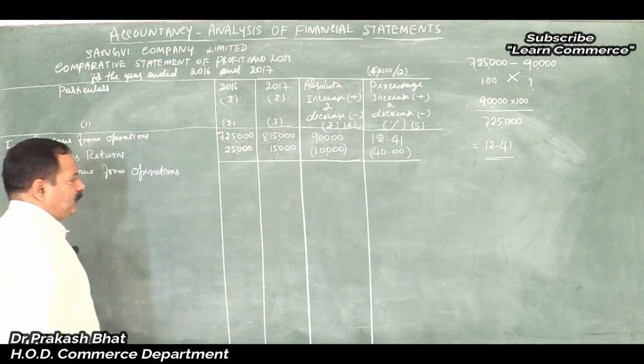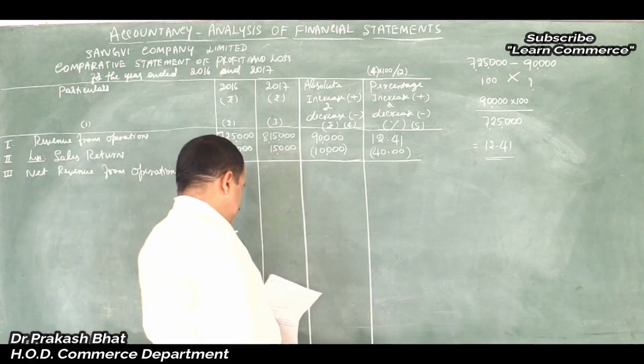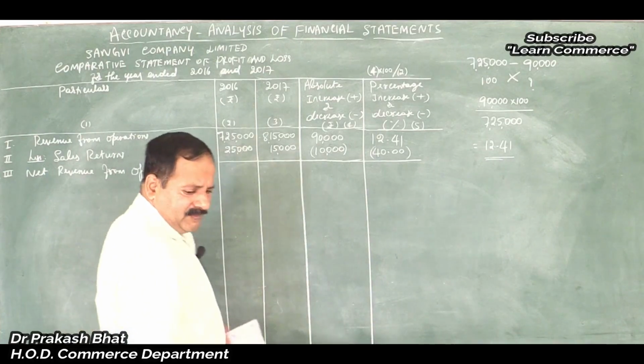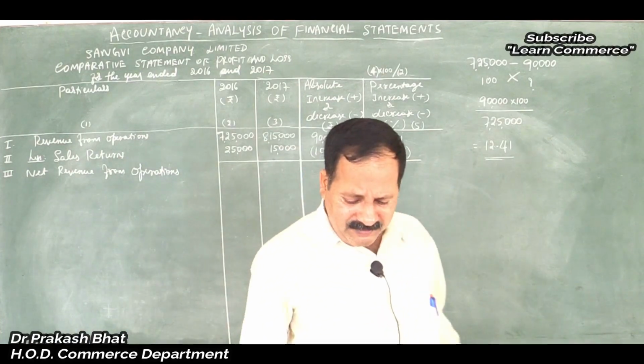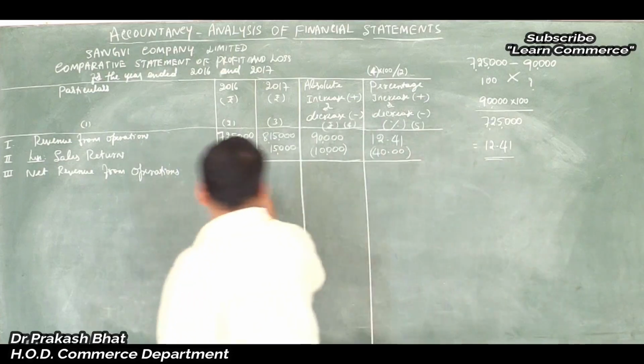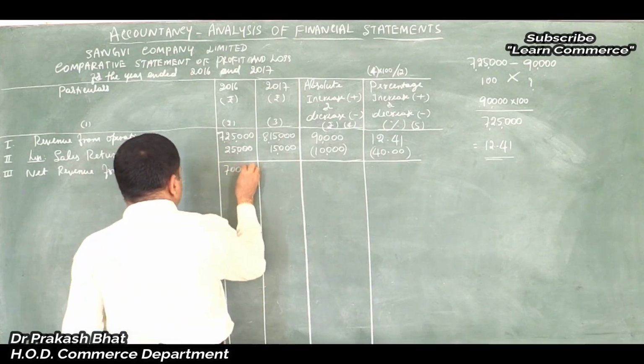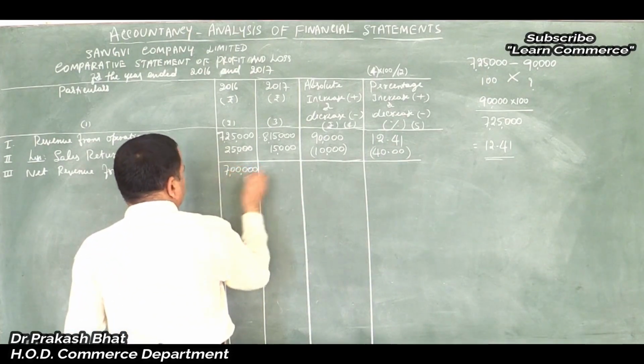Net revenue from operations. How much is it? 7 lakh, 8 lakh. It is given in the problem. No need to calculate again, isn't it? 7 lakh and 8 lakh. It was given. Straight away write it. 8 lakh.